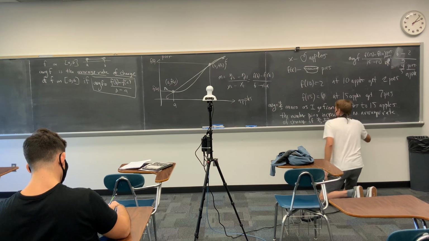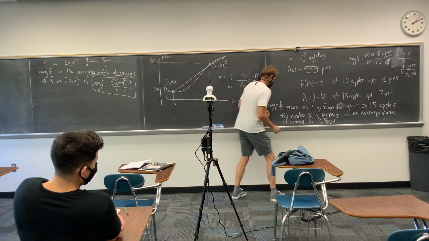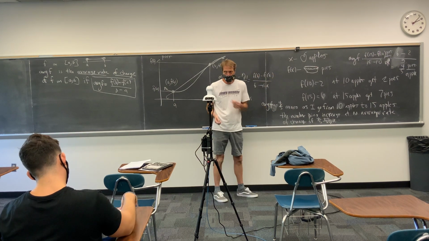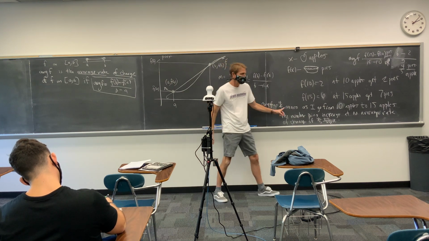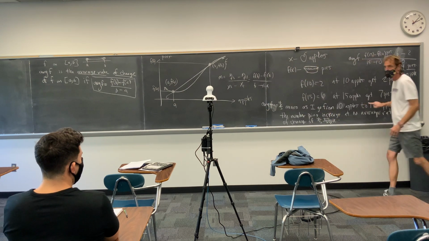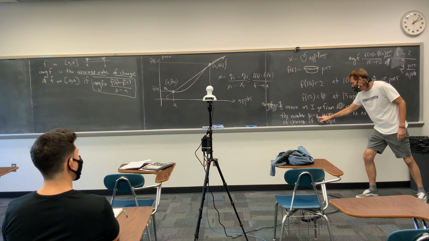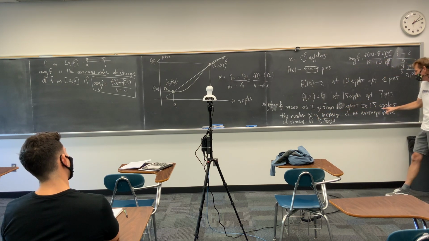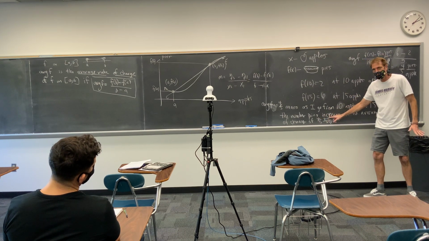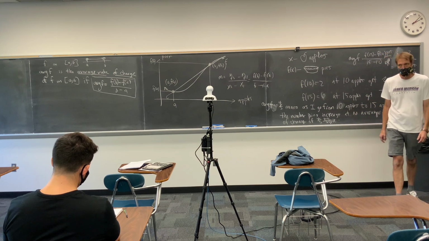Now, I will read it again because I know you guys at home can't see it. The average rate of change of f being 4/5 means as I go from 10 apples to 15 apples, the number of pies increases at an average rate of change of 4/5 a pie per apple.